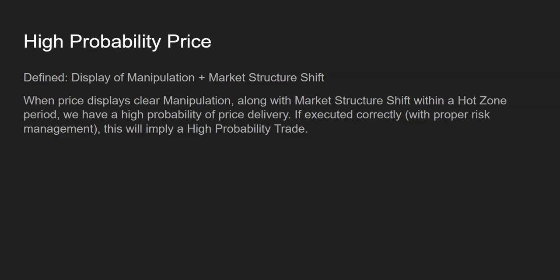If executed correctly, so if you're in front of the charts and you see this high probability price movement within the high probability time or hot zones, and your risk management is proper, this will imply a high probability trade. So you can go in, execute, and more than likely it will go your direction. You'll have a solid trade with minimum risk.